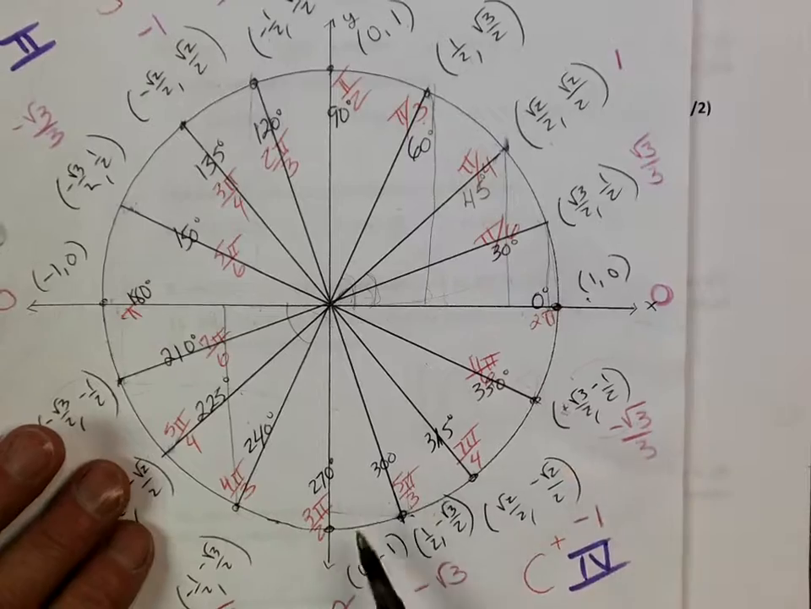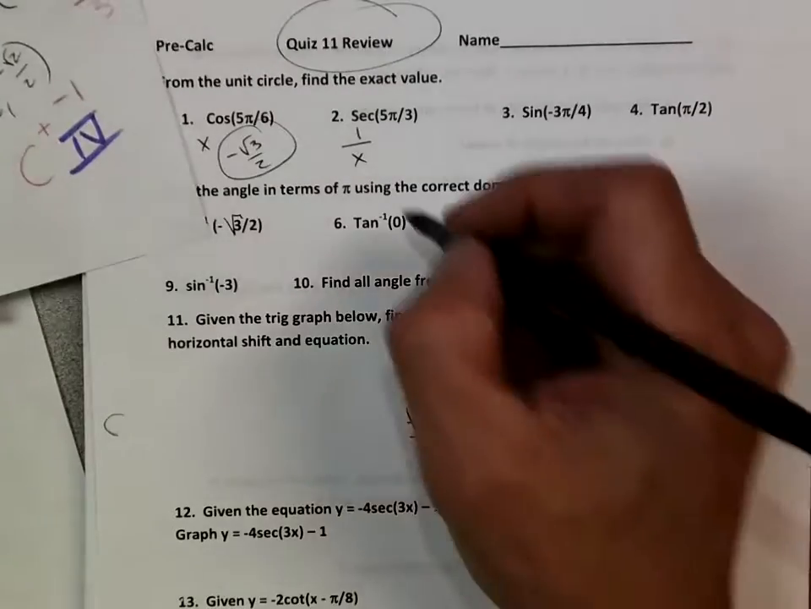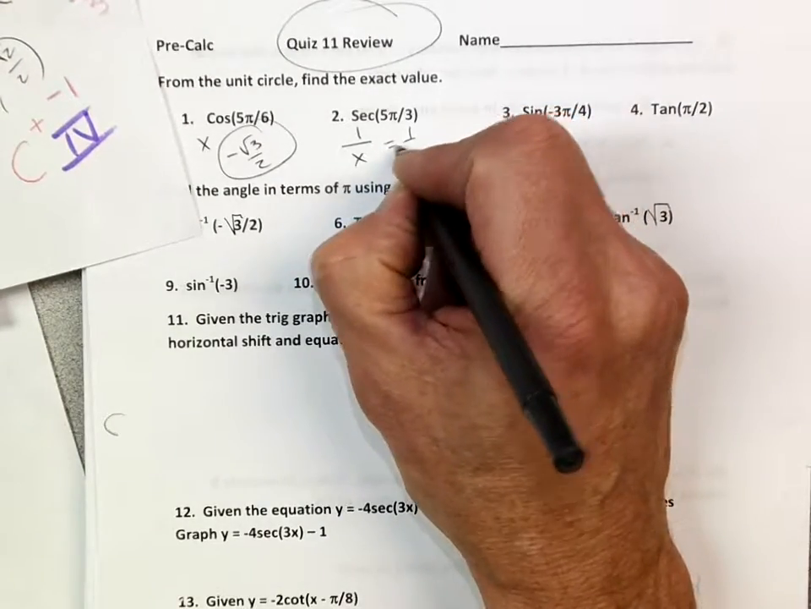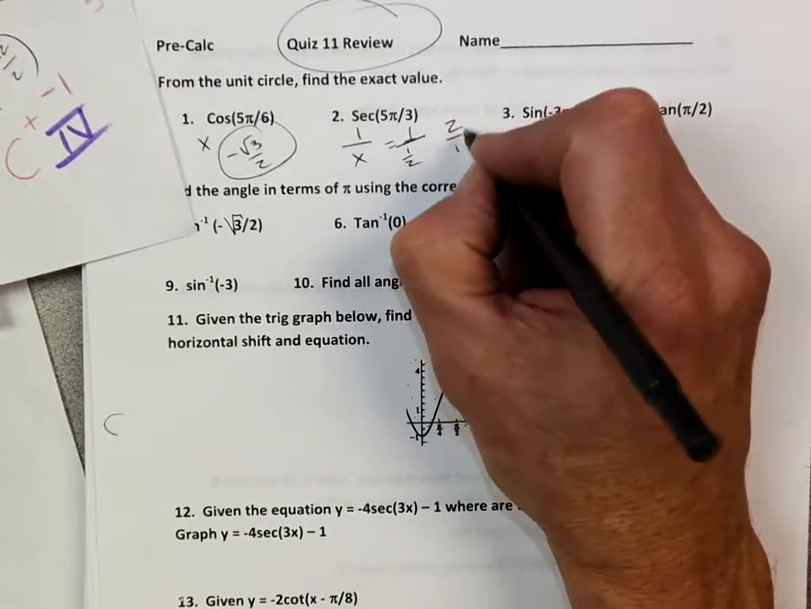Secant is 1 over the x value. 5 pi thirds is there. It's 1 over the x value. So it's 1 over 1/2, which flips up to 2 over 1, or 2.